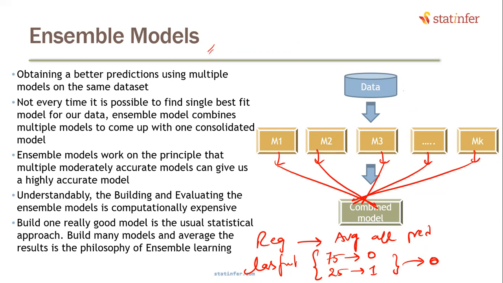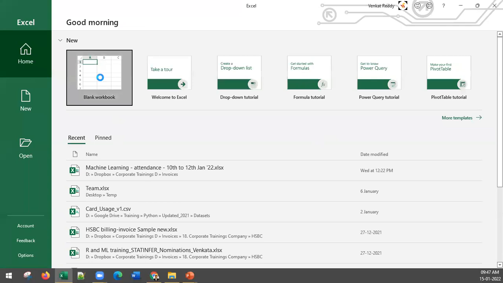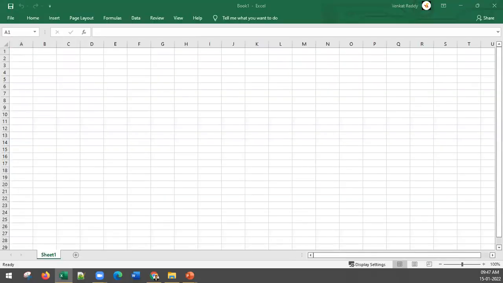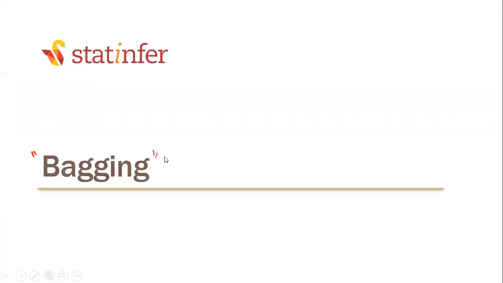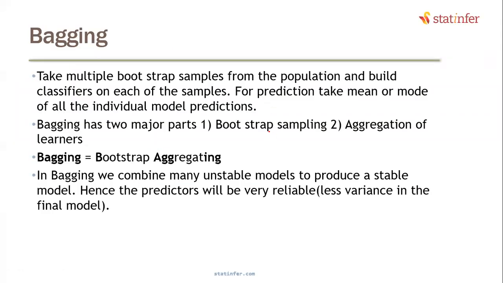That is known as ensemble model building. Within ensemble model building, there is a particular procedure called bagging. Bagging is an ensemble model building technique that we will be using. Let us understand what bagging is and how this ensemble model building works, how we build multiple models and then collate their results. Bagging has two parts in it: bootstrap sampling and aggregation of learners. Bagging is bootstrap aggregating: bootstrap sampling plus aggregation of learners.